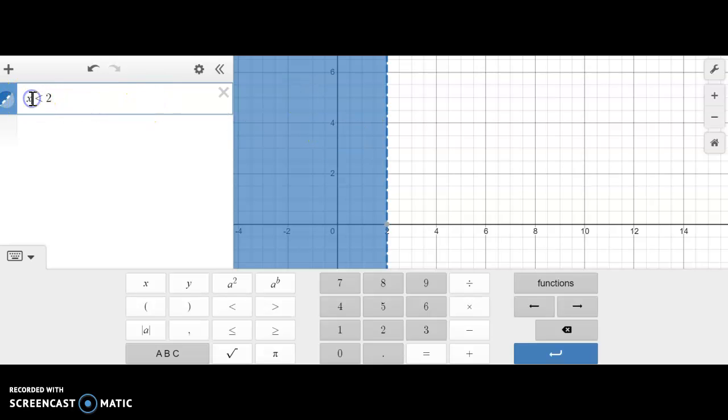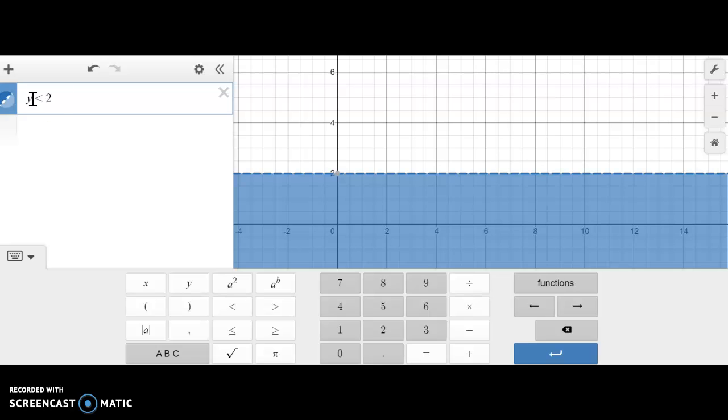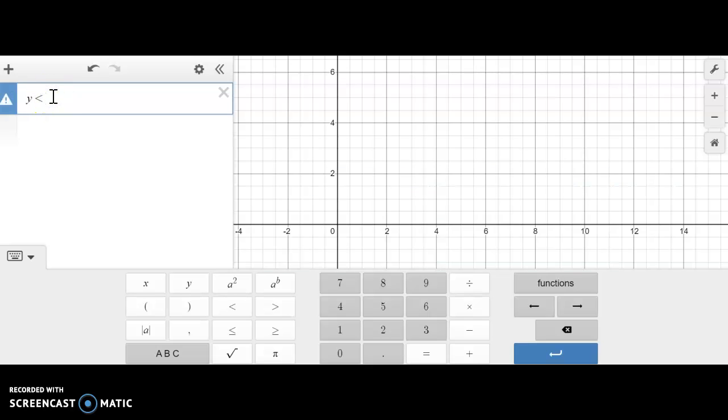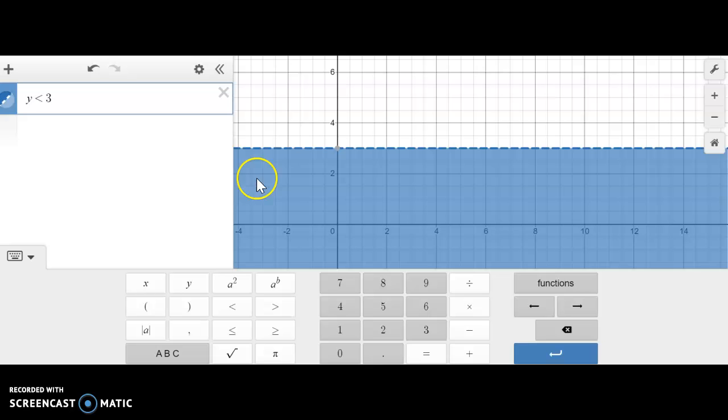Let's try it with y. What about y is less than 3? So for y, you're going to go to where y is 3 on the graph. Here is where y is 3. So you draw a line where y is 3. And you have to make sure the line is a dotted line because it's not or equal to. So it's just less than 3.